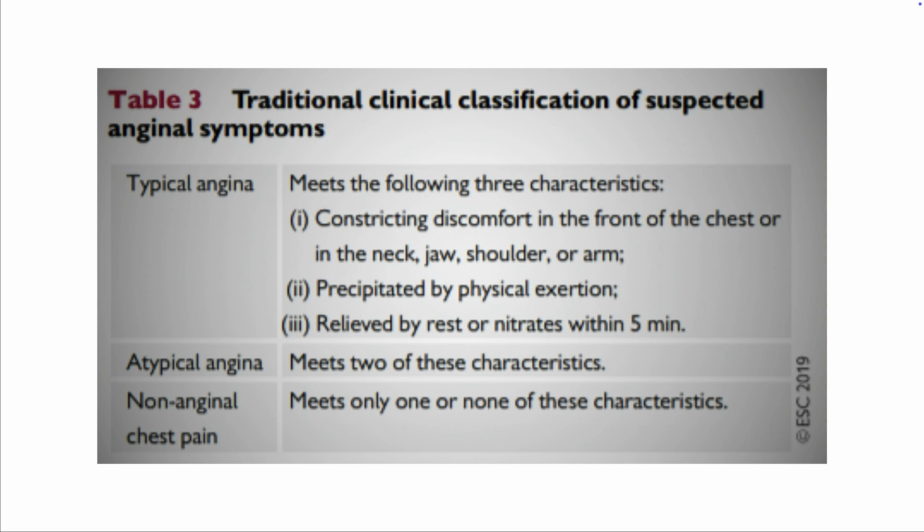Traditional clinical classification of angina was typical, atypical, or non-angina, depending on the presence of three peculiar features that characterize the typical angina as we thought of it: constricting discomfort in the front of the chest, going to the neck to jaw, precipitated by physical exertion, relieved by rest and nitrates within 5 minutes. The atypical angina met 2 of these criteria, and non-anginal pain met only 1 of these criteria.